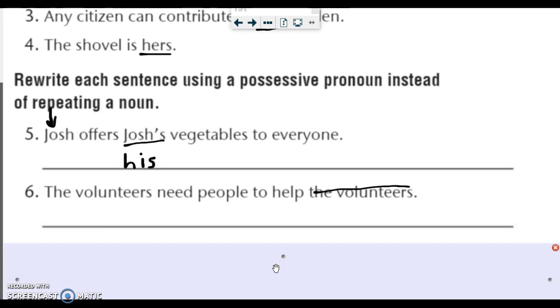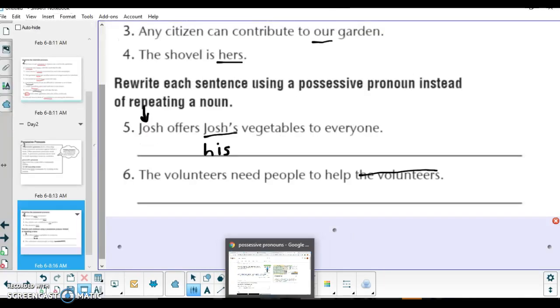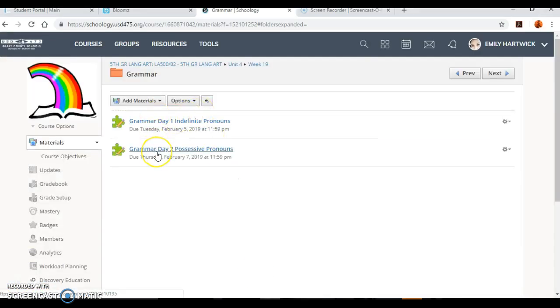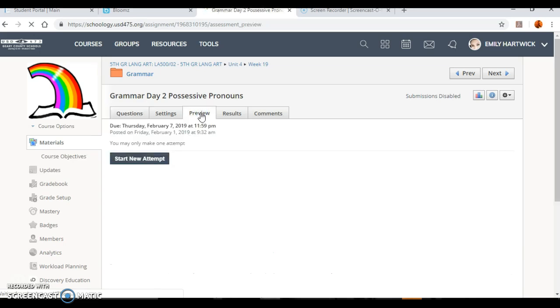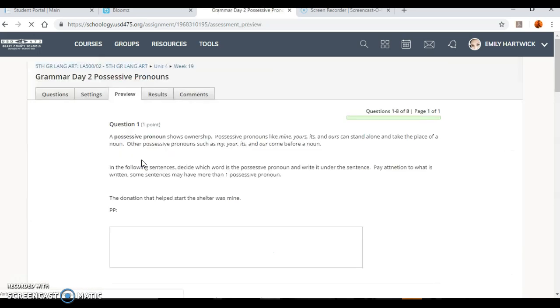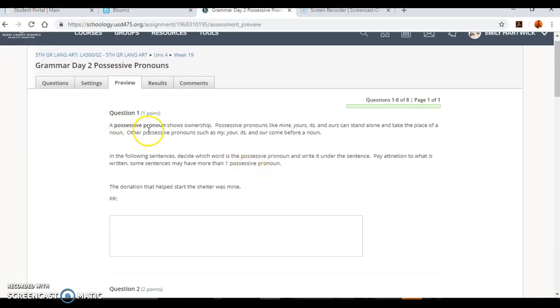Okay, let me take a look here. I'm going to show you what your assignment looks like. Okay, friends, so we're going to head to Schoology. You want grammar day 2, possessive nouns. You're going to go ahead and start this one, and it says a possessive noun shows ownership. Possessive nouns like mine, yours, its, and ours can stand alone and take the place of a noun. We just talked about this. So in the following sentence, decide which word is a possessive pronoun and write it under the sentence.